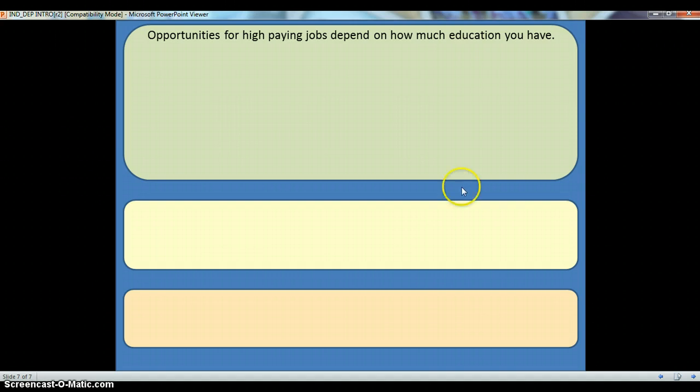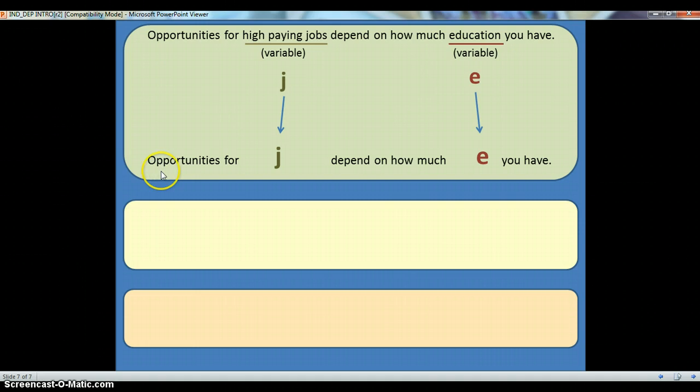Okay, another one. Opportunities for high-paying jobs depend on how much education you have. Again, I encourage you to pause these videos after each one and see if you can do this on your own. Okay, we don't know what high-paying job is, so we'll make that a variable J. We don't know the education the person has, so we make that an E. So this should say opportunities for J depend on how much E you have. Or J is a function of E.